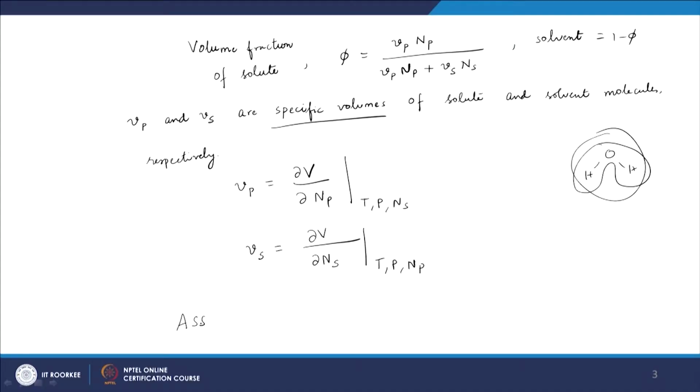Now, although I have just said that Vp and Vs can be not constant, they can differ with the concentration and so on, let us see what happens when they are constant. This is an assumption. Until so far what we are doing is somewhat rigorous. Now what we are making is an assumption. So, we assume that Vp and Vs are constant.